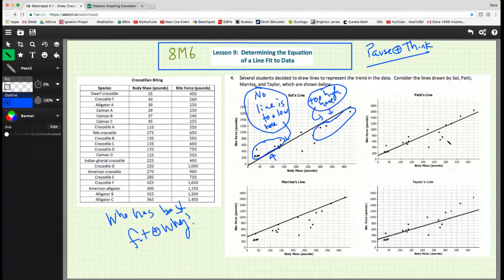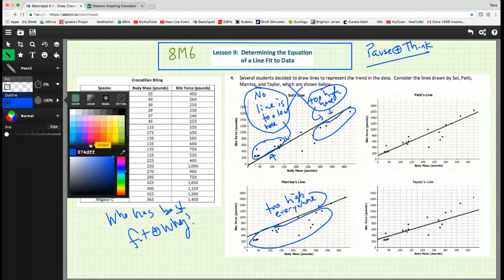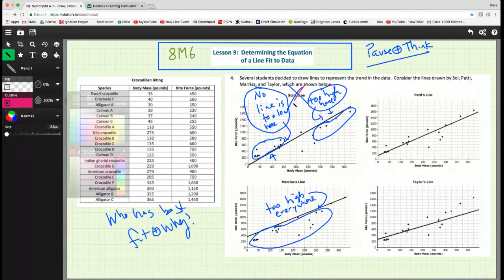Now let's forget about Patty for a second because I'm giving you a hint. She might have the best fit. See Marissa's problem: it's too high. Her line is too high everywhere. So Saul is not it. Let's change the color here. It's not Saul. It's not Marissa.